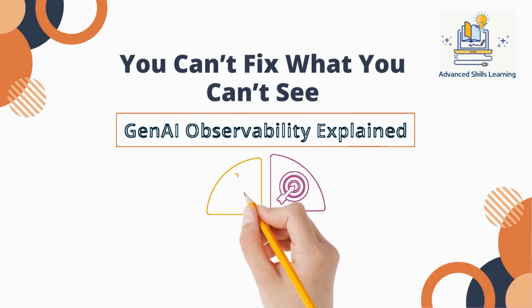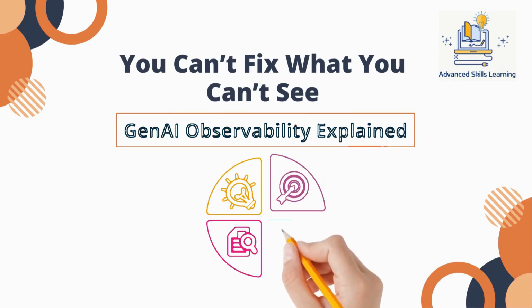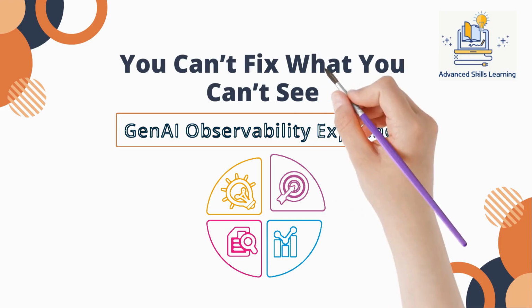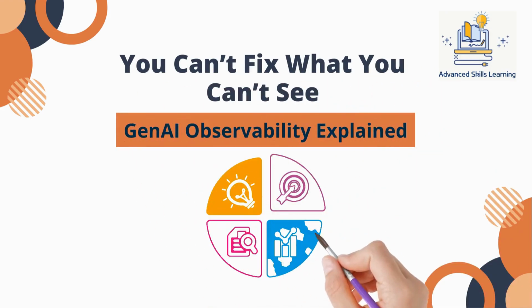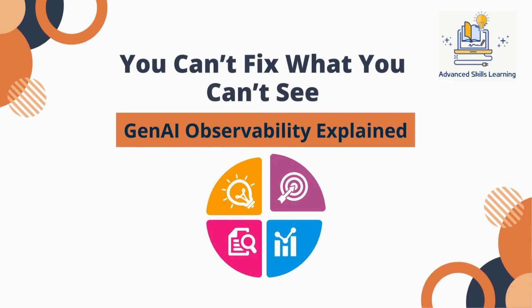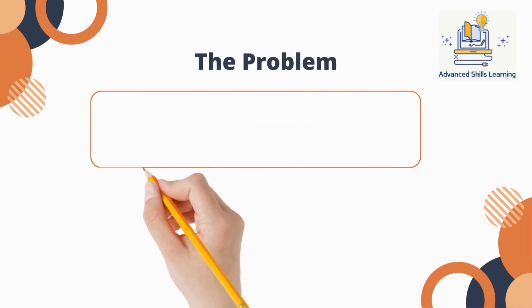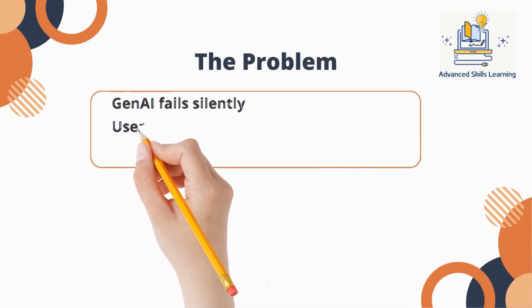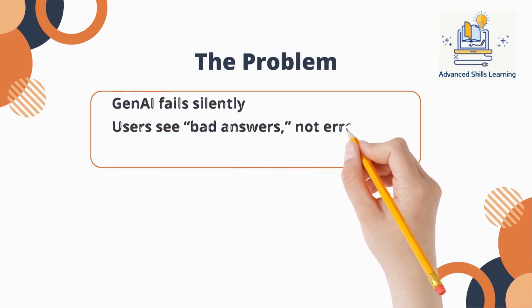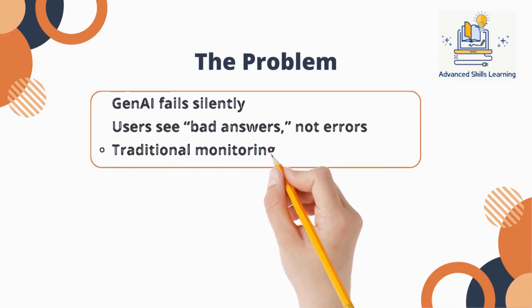In traditional software systems, failures are loud. Requests fail, exceptions are thrown, dashboards turn red, someone gets paged, and engineers immediately know that something is wrong. GenAI systems behave very differently. They usually fail silently. The model responds on time. The API returns a 200 status.